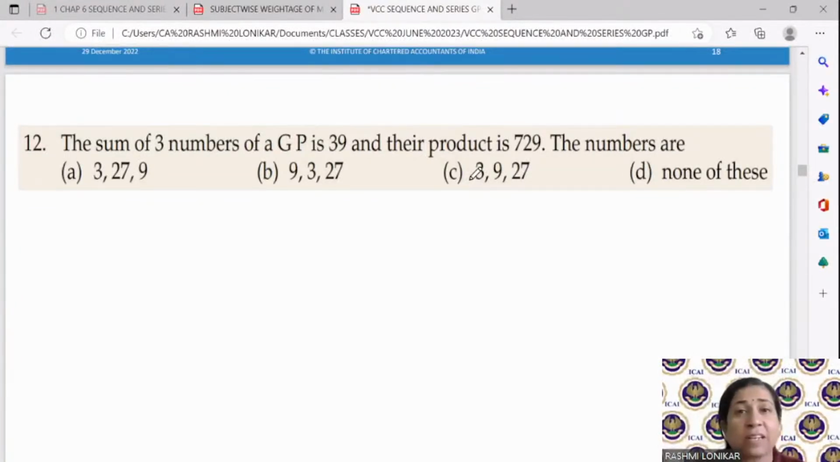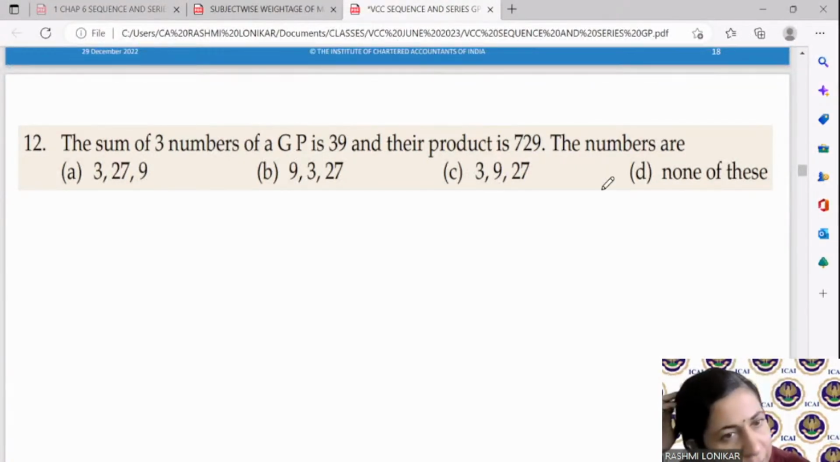Like remember yesterday in the AP sum also we had this, that all the options were correct. The sum was the given number, the product was correct, but they were not in AP. So similarly here also, you are seeing 3, 27, 9. The three numbers are remaining the same. So most probably all these three combinations are going to satisfy the two conditions, that is the sum should be 39 and the product should be 729. But we have to make sure that the option that we choose is those numbers who are in GP.